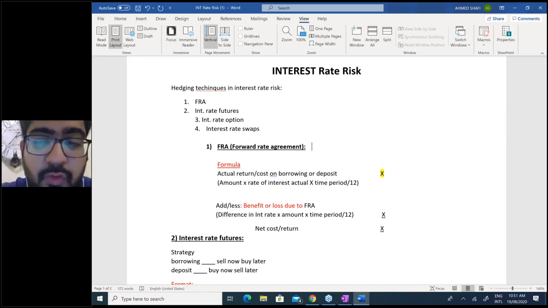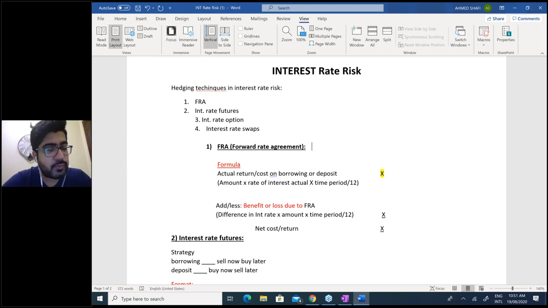However, if you got a deposit case and you wrote return on deposit in the first transaction, and then you got a loss, loss reduces return, so it is deducted. You will get net cost or return. If it's a borrowing case, you will get cost. If it's a deposit case, you will get return.